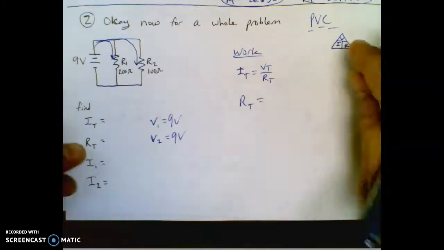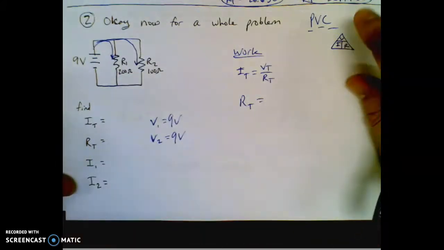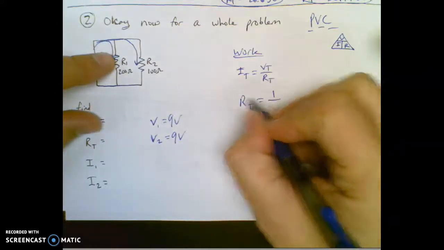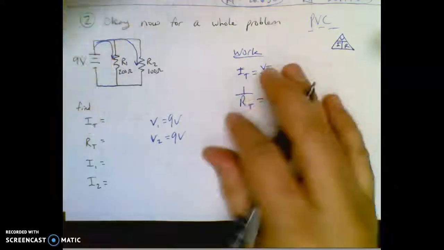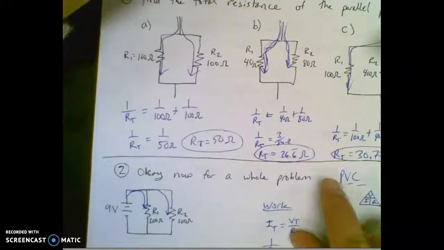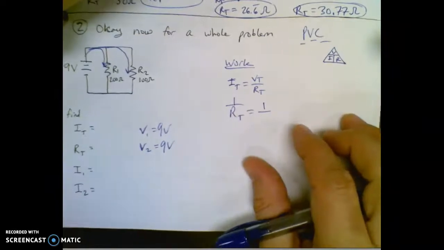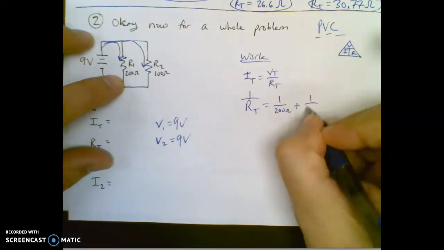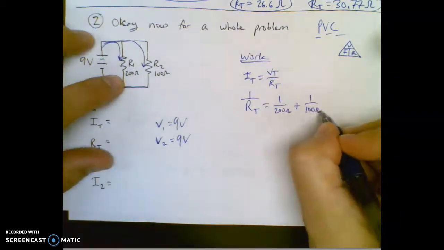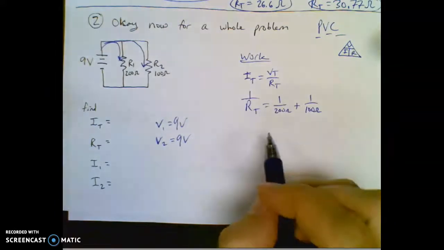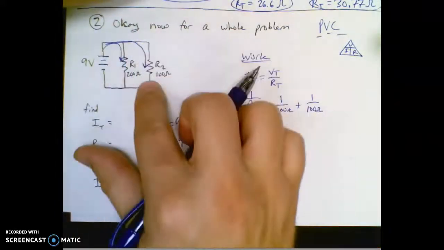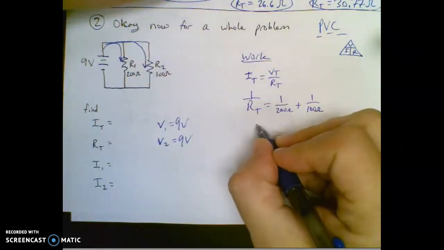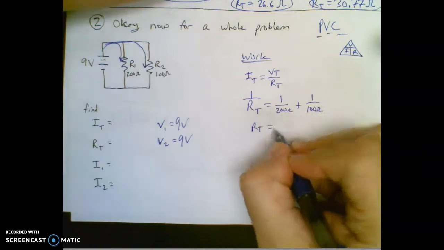Resistance total is what we were just doing up above. Let me do 1 over RT. Remember all this stuff? It's basically one of these problems. 1 over RT equals 1 over 200 ohms plus 1 over 100 ohms. Remember, if this were a series circuit, I would have just added 100 and 200 and called it 300. But it's not. This is a parallel, so I have to do 1 over that, and 1 over that, and 1 over my answer. Okay, so RT is going to be your answer.